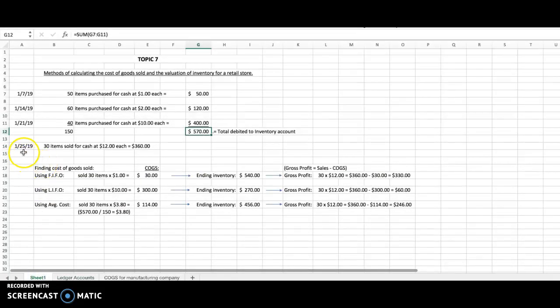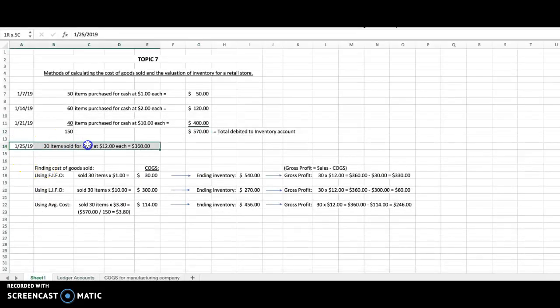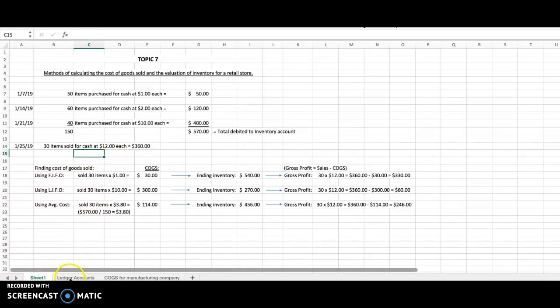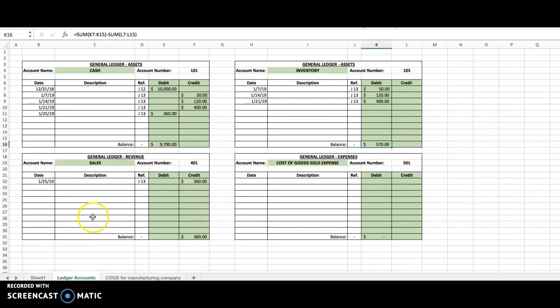Then back here on the opening page, we see that we made a sale on the 25th. We sold 30 items at $12 a piece for $360, and that also has been journalized and now posted to the ledger. You see cash went up by $360. We gained cash, so that increased cash, and then sales was credited by $360. We made a sale. We could put the number of items in here if that was necessary for us, but not necessary for our purposes here. We do need the total amount of sales, $360.